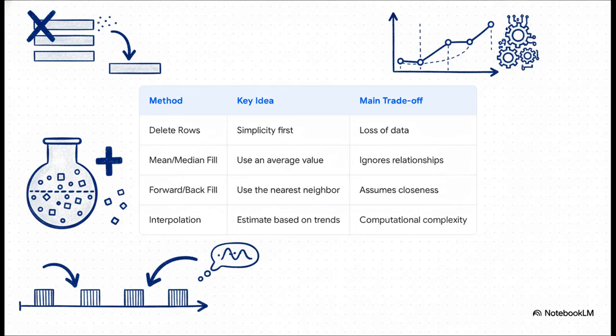And here it is, your final cheat sheet. If you need speed and simplicity above everything else, deleting rows might be the ticket, but you have to be okay with losing some data. If you just need a quick and dirty patch, a mean or median fill works, but remember, it ignores relationships. For data that's in a sequence, a forward or back fill is great for those small gaps. And finally, when accuracy is absolutely everything and you need to respect the data's trends, interpolation is your high-powered tool, even if it is a bit more work.